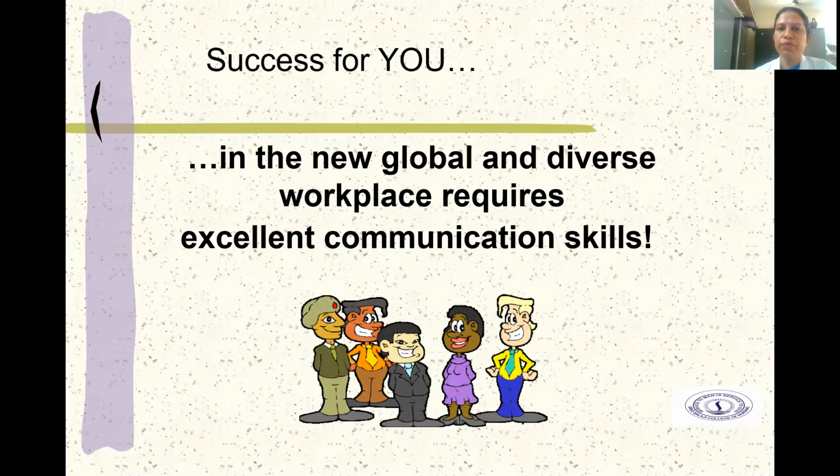So success for you will come when you take adequate efforts. The new global and diverse workplace requires excellent communication skill. So this is a place where we say survival of the fittest. So if you want to survive, you should make yourself fit. So you can make yourself fit with good communication skill.